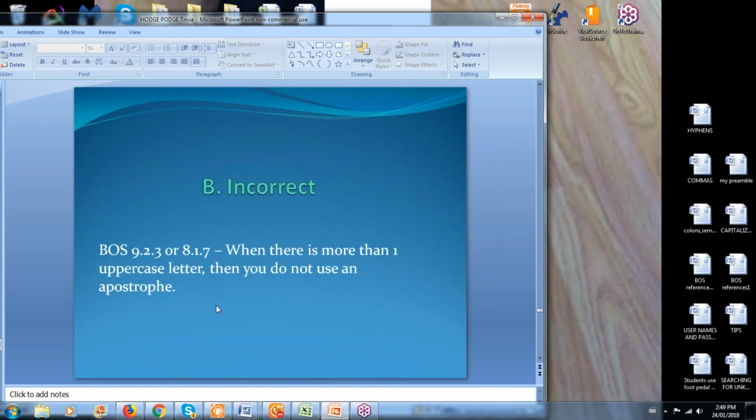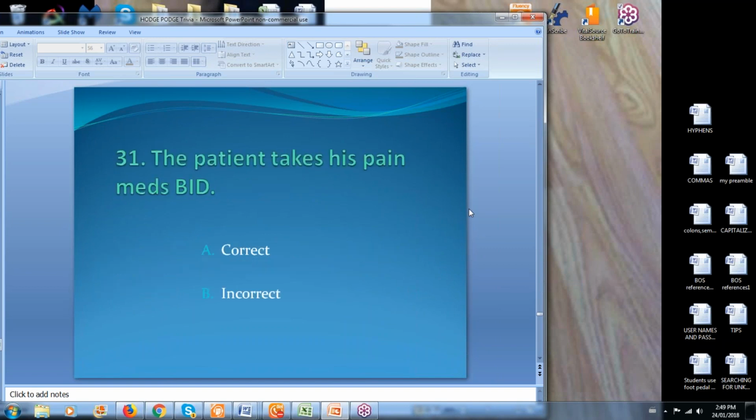That's right, it's incorrect. 9.2.3 or 8.1.7. When there's more than one uppercase letter, then you do not use an apostrophe. Now, if there's only one uppercase letter, then you can. But at more than one uppercase letter, do not use an apostrophe. Now, lowercase letters, you use an apostrophe. So if you're ever unsure about that, then definitely check your Book of Style.